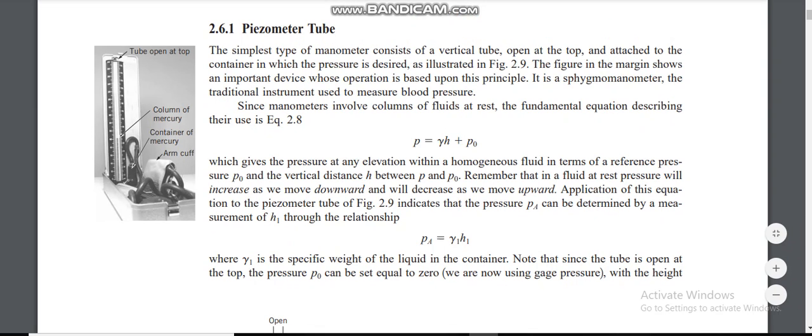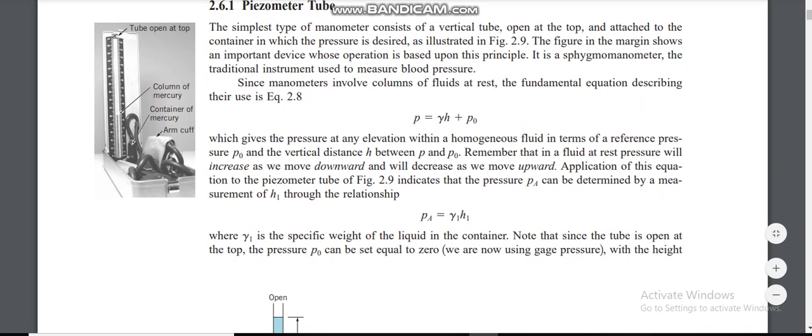So, piezometer. The simplest type of piezometer consists of a vertical tube, open at the top and attached to the container in which pressure is desired. This is illustrated in that picture on the left. Okay. Then we have a statement given below that P equals rho h plus P naught, meaning that pressure in that piezometer equals the specific weight times the height plus atmospheric pressure or normal pressure.